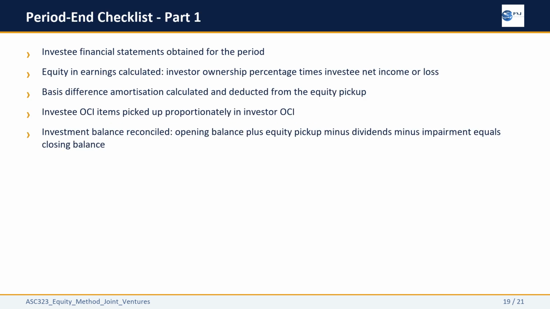The period-end checklist is your practical guide to completing equity method accounting every reporting period. The first half covers the equity pickup and investment balance. Start by obtaining the investee financial statements. Calculate your share of net income or loss. Deduct basis difference amortization. Pick up your share of OCI items. Then reconcile the investment balance from opening to closing, with every component documented and traceable. This reconciliation is the central work paper for the audit. It should tie to the general ledger and reference every supporting schedule.